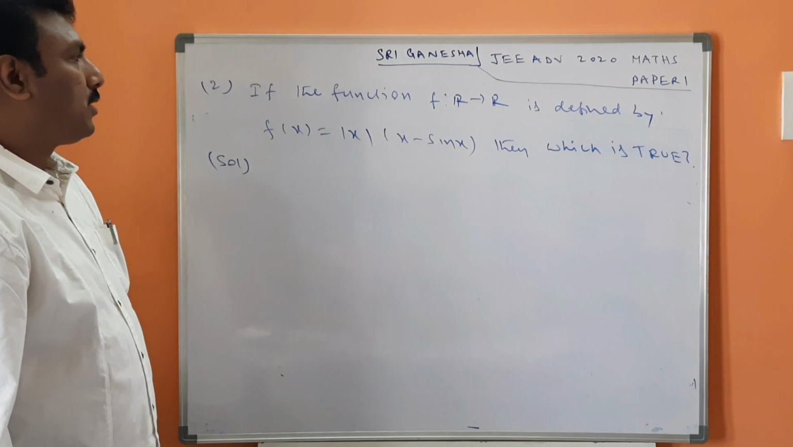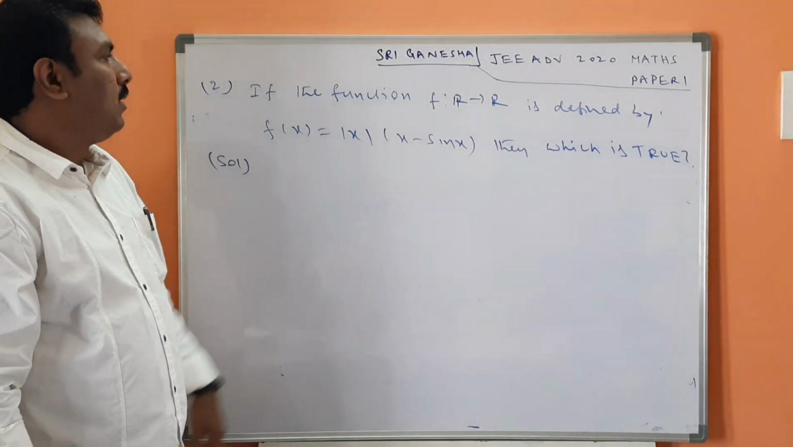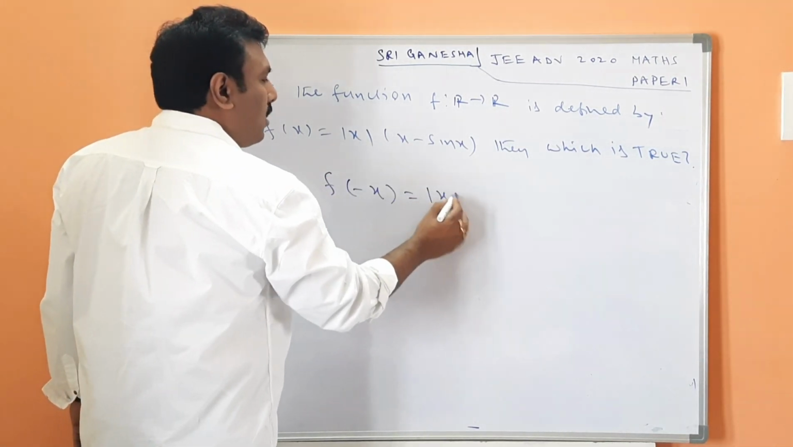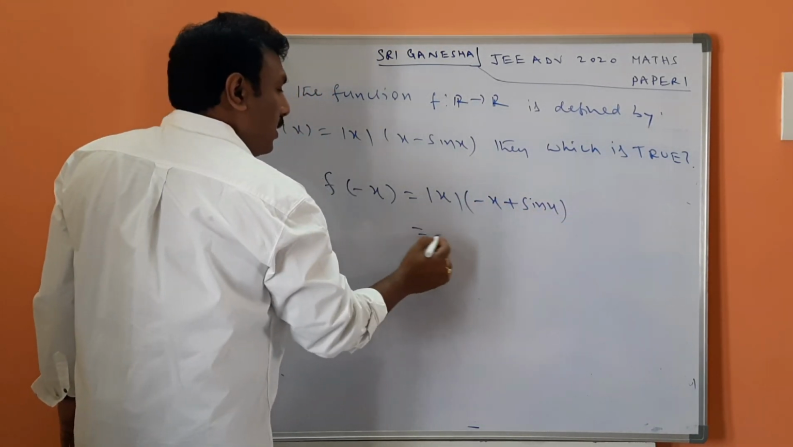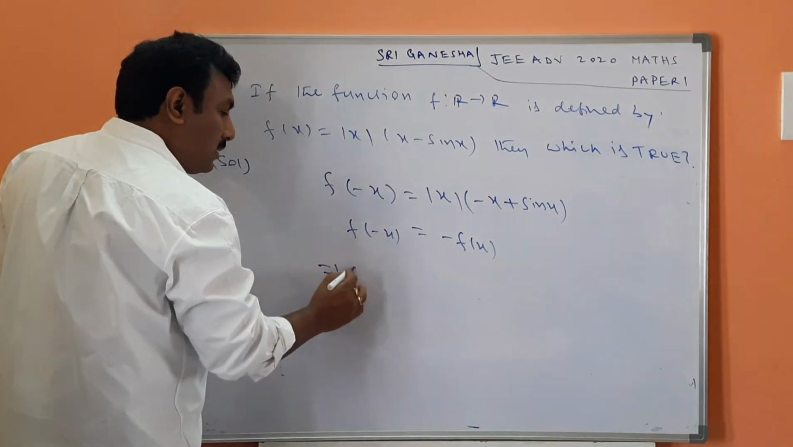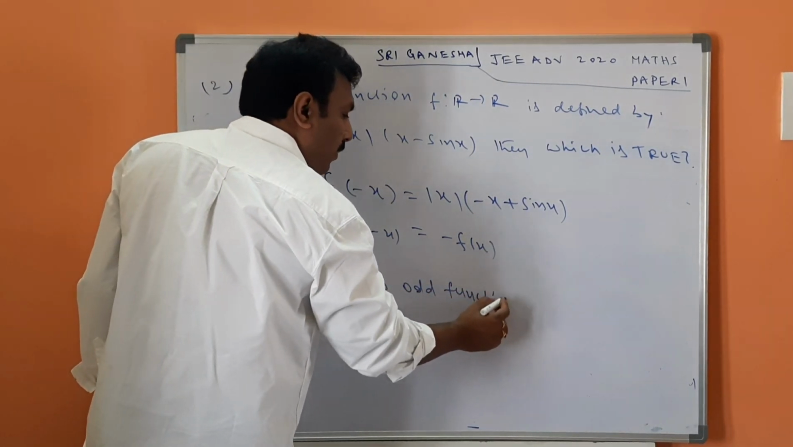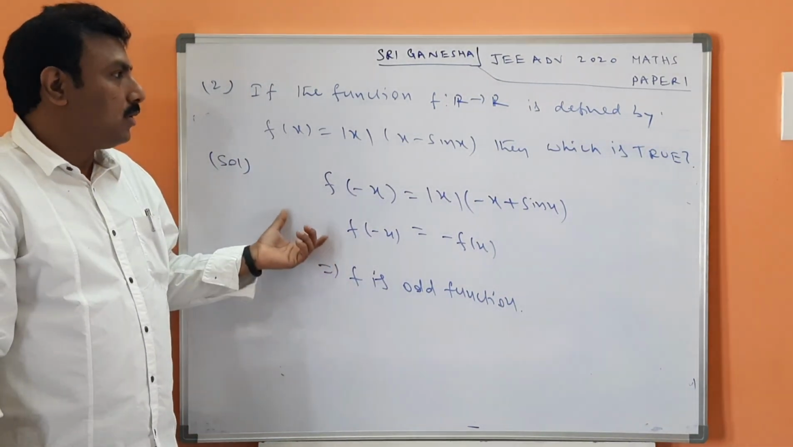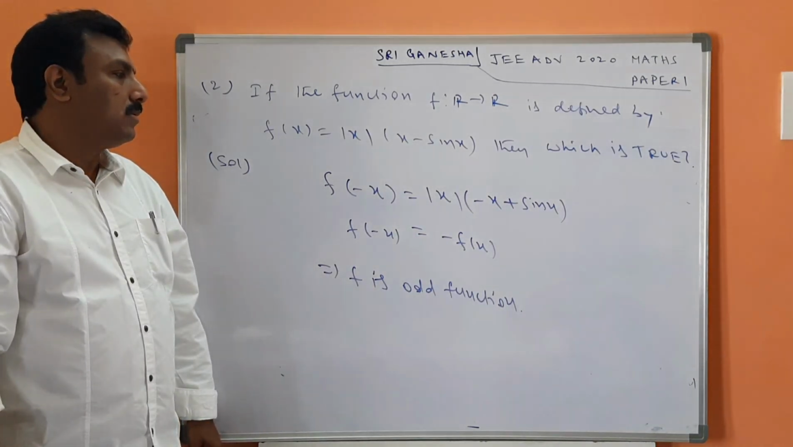Clearly f is an odd function, and also f of 0 is 0. Clearly f is an odd function because f of minus x is equal to modulus of x times (minus x plus sin x), which is equal to minus f of x, implies f is an odd function. Of course it is not periodic. So it is symmetric about the origin. The graph of the function is symmetric about the origin.